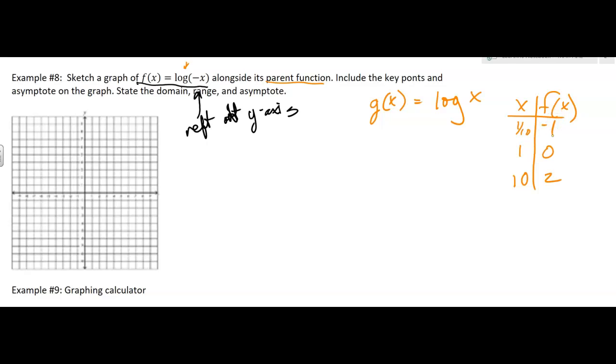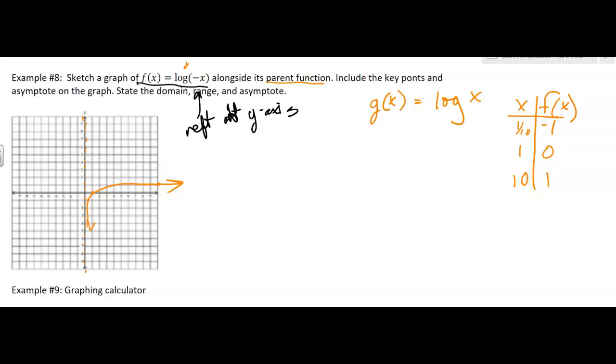And I think I put a 2 when I meant to put a 1. Okay, get that 2 out of there. All right. So that's like the table of values for the parent function. So 1/10, -1 is going to be down there. Then we're going to have 1, 0 right there. And then 10, 1 way over here. And the asymptote is right there on the y-axis, x equals 0.